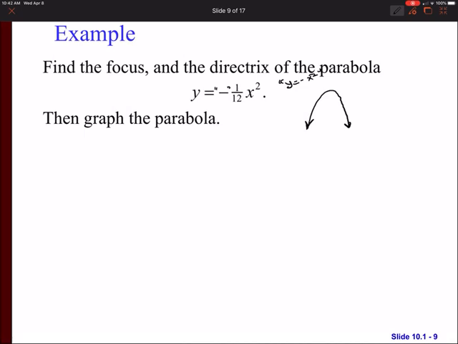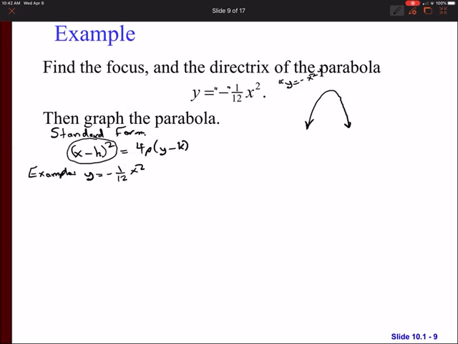Now, standard form. Let's write down what we would like our equation to look like. Standard form is we're going to isolate the x squared term: x minus h squared equals 4p times y minus k. In our example, we're looking at y equals negative 1/12 x squared. My first step is to get it in standard form, so I want to isolate the x squared term on one side.